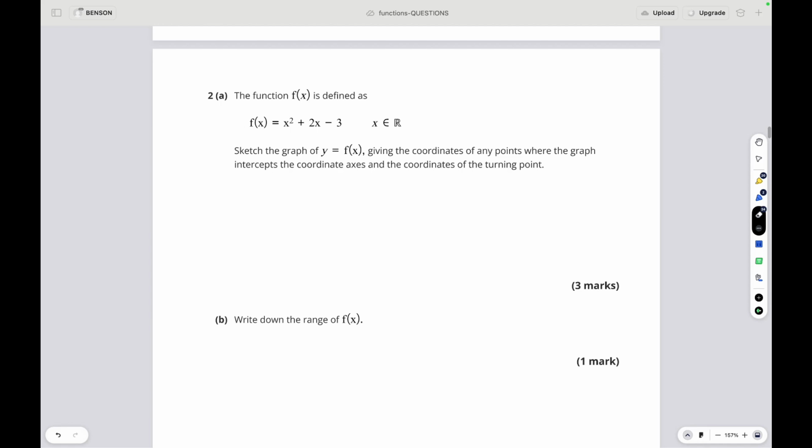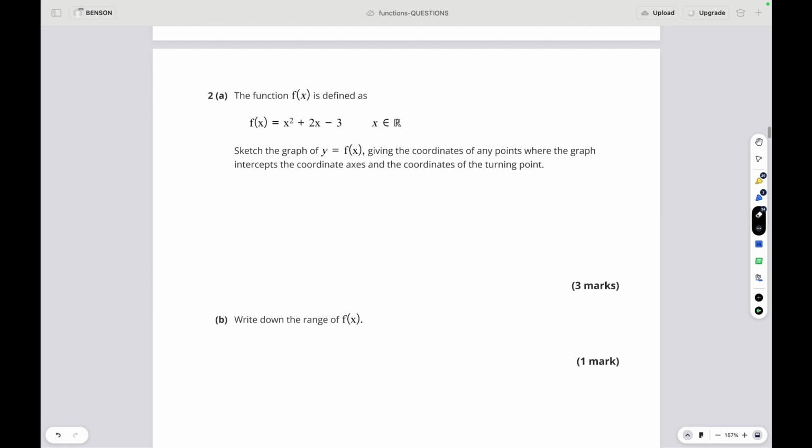We've got a question where a function f of x is x squared plus 2x minus 3. And we are asked to first sketch the graph, given the coordinates of the turning point, where the graph cuts the y-axis and the x-axis, as well as the turning point.